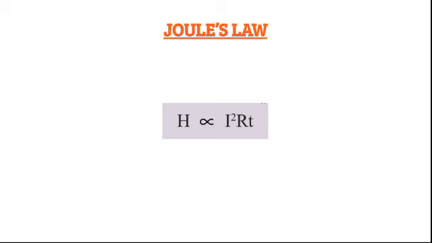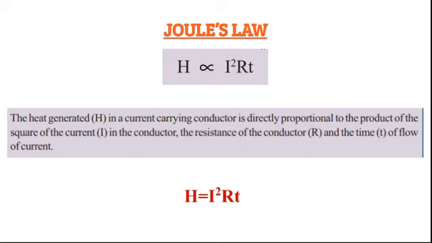So Joule's law can be stated as: the heat generated in a current carrying conductor is directly proportional to the product of the square of the current I, the resistance of the conductor R, and the time of current flow T. That is, H equal to I squared R T.